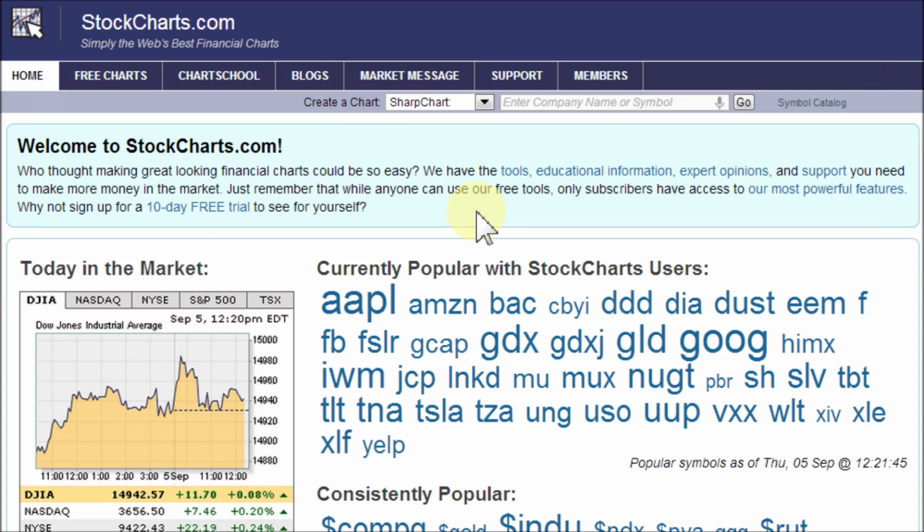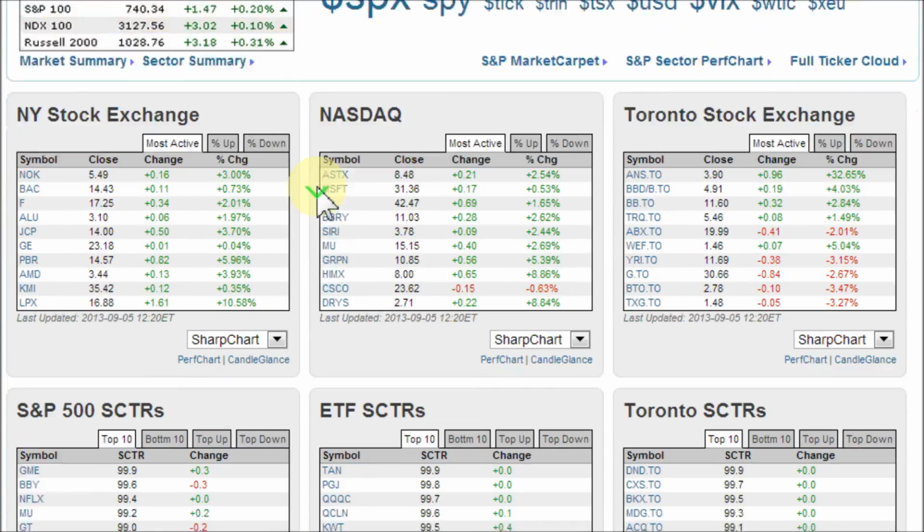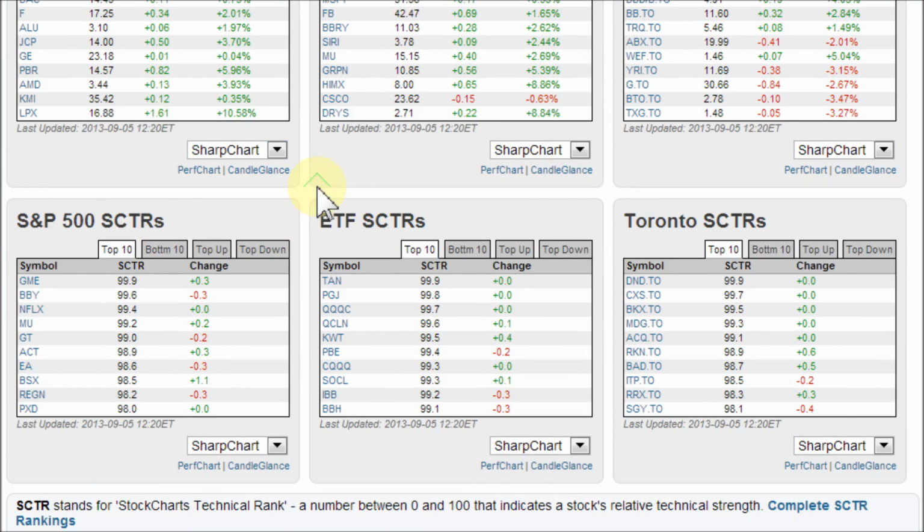Traders spend a lot of time looking for the best stocks to trade, and StockCharts.com makes it easy for you with their SCTR rankings, or scooter rankings. To get to them, from the home page of StockCharts.com, scroll down to the bottom, and right here you have the S&P 500 scooter rankings.